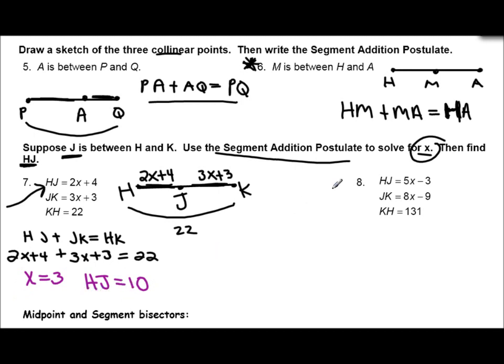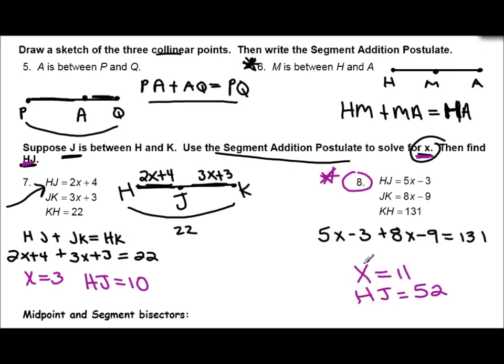Alright, example 8. From scratch, I want you to draw the picture, set up the algebraic equation, tell me what you get for x, and then what you get for HJ. Pause your video and unpause it after you've done all of those required tasks. Okay, so you should have gotten x is 11 and HJ is 52. If you didn't get that, please raise your hand.